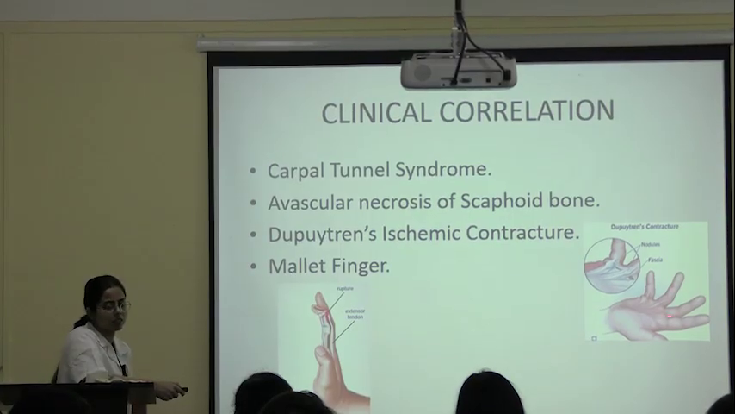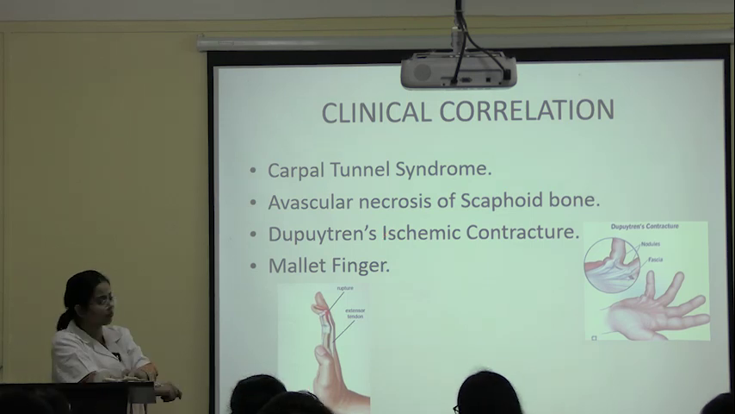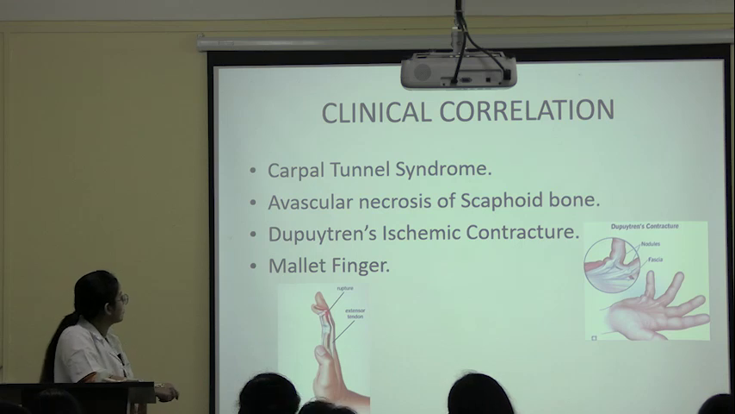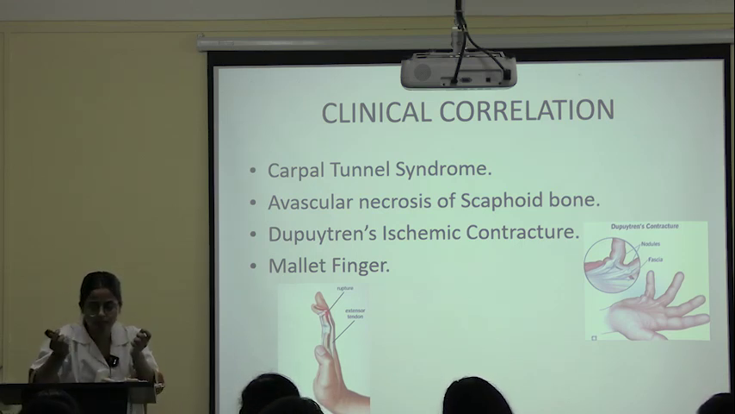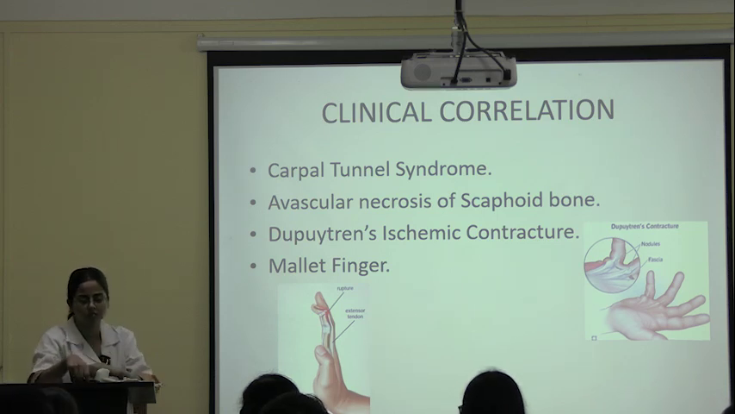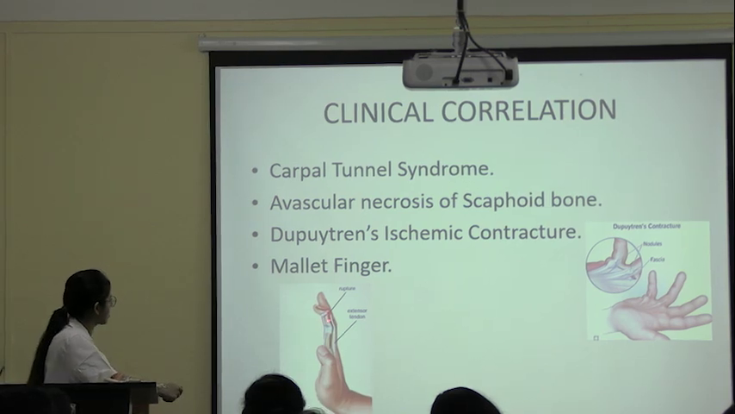Third and fourth finger, ring and little finger. Mallet finger, what happens? The extensor tendon gets broken or avulsed, due to which obviously the person will not be able to extend his finger. So it remains flexed. You can see here, it is flexed.